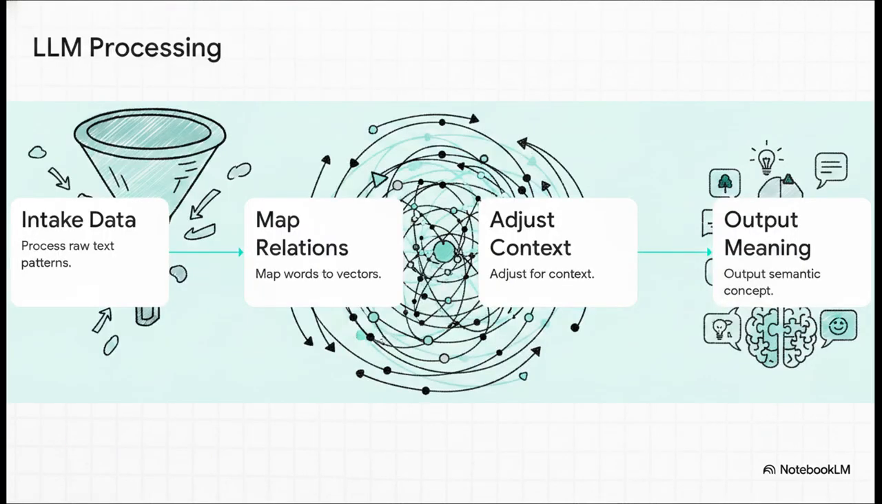Let's look at exactly how a large language model, or LLM, actually does this, without getting bogged down in all the heavy tech jargon. Step 1. It takes in raw data. Step 2 is really where the magic happens. It maps the mathematical relationships between words in this high-dimensional space, basically building a massive, incredibly detailed map of how every single word relates to every other word. Step 3, it dynamically adjusts these connections based on the surrounding context of the sentence. By step 4, it isn't just matching patterns anymore, it's outputting actual functioning semantic concepts.